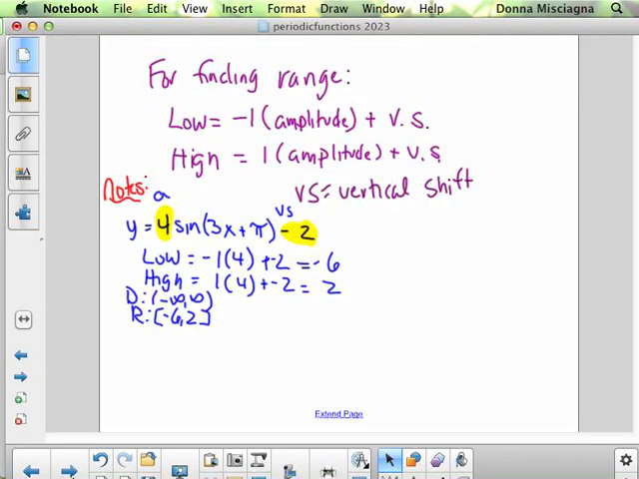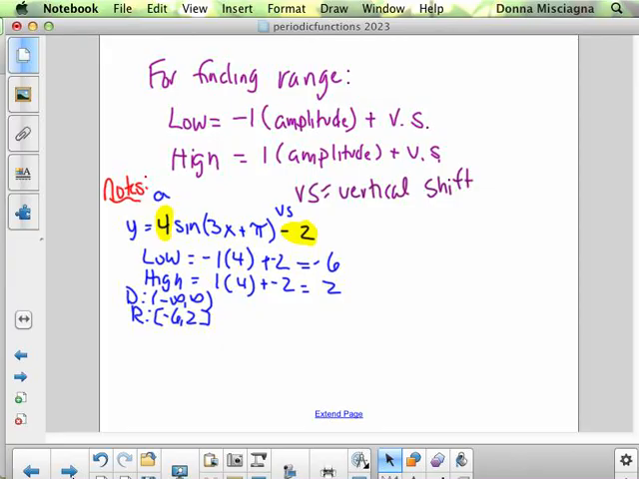There we go. So the top part is in your notes. The bottom part, the example, is not. Go ahead and add the bottom part. So for finding range, the low value is -1 times the amplitude plus the vertical shift, and the high value is 1 times the amplitude plus the vertical shift. All right, so here's our example, and that's the part I want you to put in your notes. There's some white space right next to that.